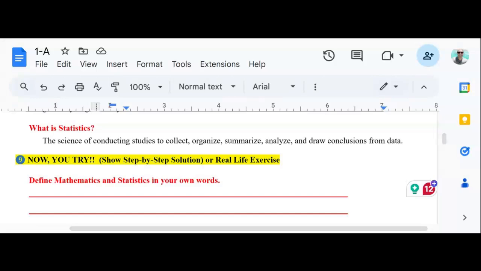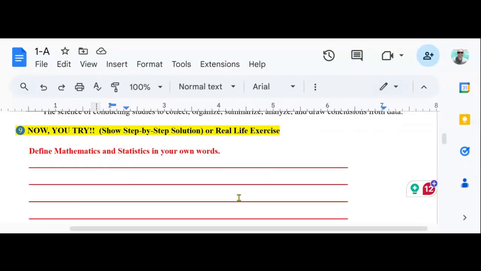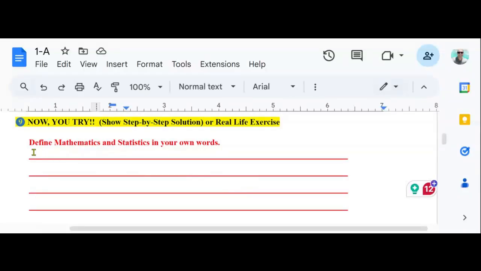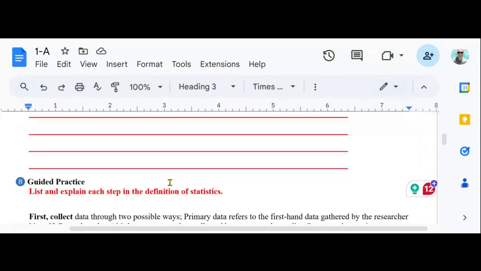You cannot graduate from statistics unless you understand the definition of statistics. Can we rephrase? Yeah, you can rephrase. In fact, if you look on the internet or in the book, there are hundreds of different definitions, but similar. So now you try. Here I'm going to ask you to define mathematics and statistics in your own words. So you have to write it in your own words.